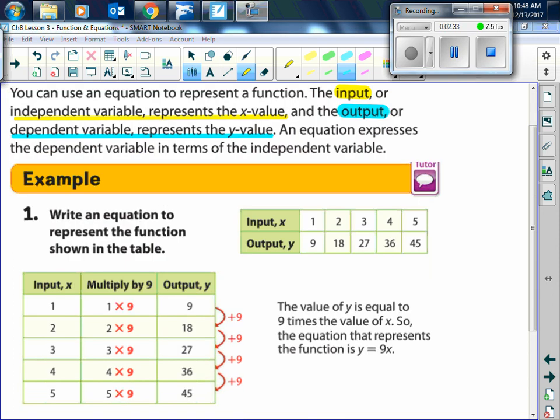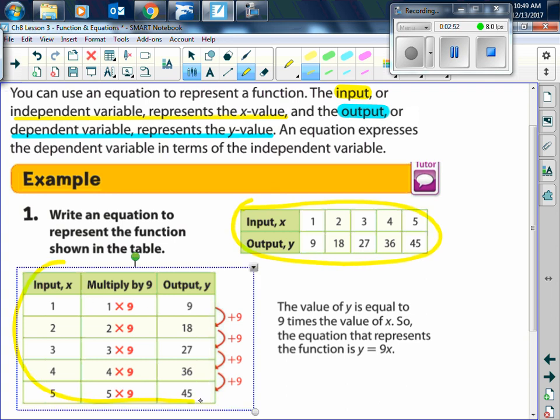Alright, so example 1 says, write an equation to represent the function shown in the table. Now, first of all, I just want to tell you guys, these are two different ways that you can write your table, okay? Here we have a horizontal table, and here we have the vertical table, okay? Either way is fine, but I'm going to go ahead and talk on the vertical table.